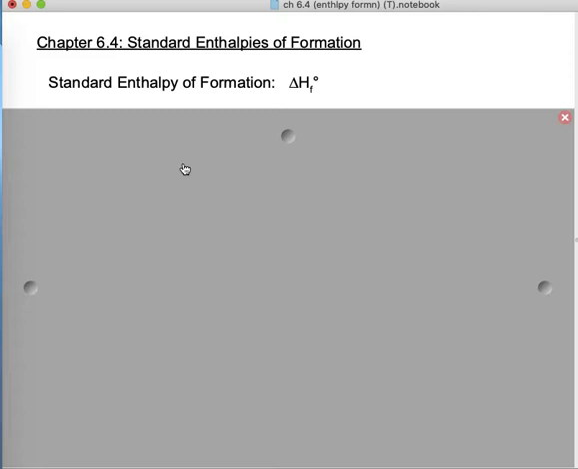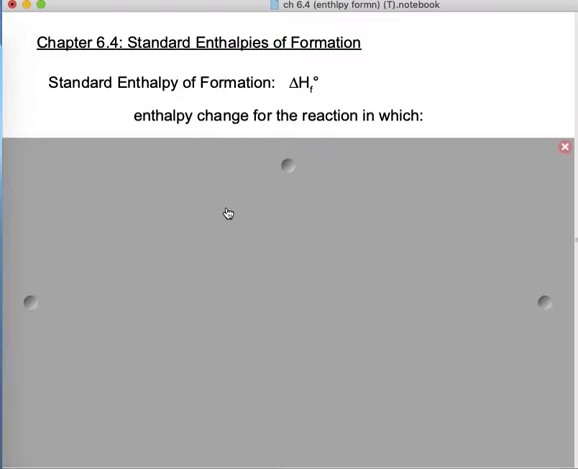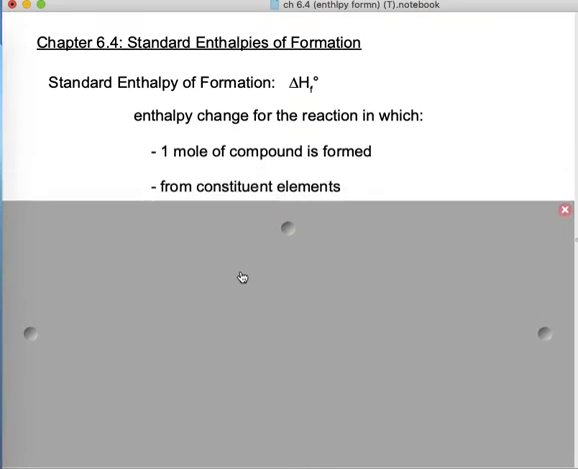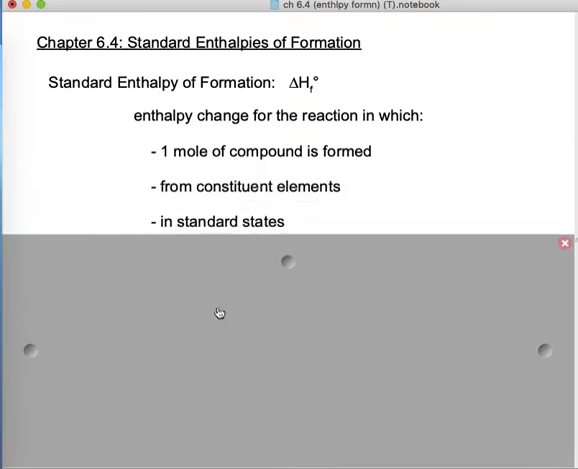So what is the standard enthalpy of formation? It is the enthalpy change for the reaction in which 1 mole of the compound is formed from its constituent elements in their standard states, meaning the states in which they exist, both physical states and molecular forms, at 1 atmosphere pressure and 298 Kelvin, which is standard conditions.